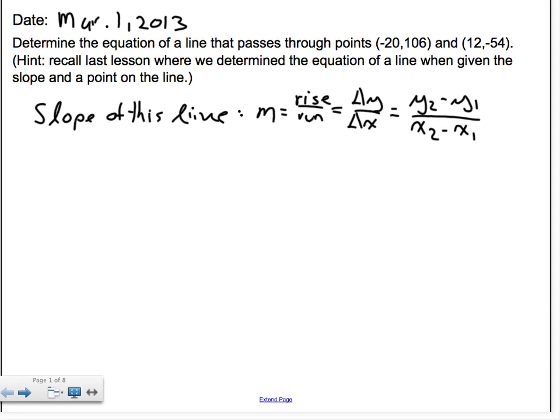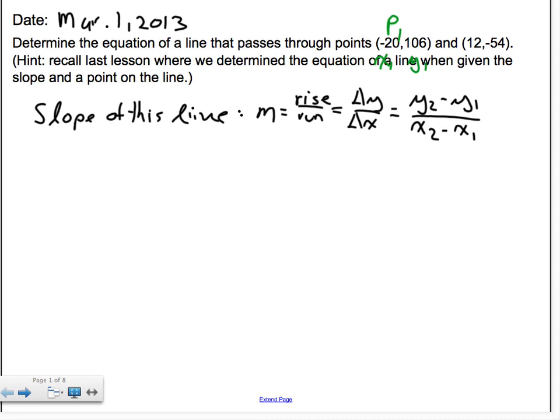So what are x2 and x1, y2 and y1? x1 is negative 20, x2 is 12, y2 is negative 54, and y1 is 107. Does it have to be that? No, right? So when you get a question like this, it helps to label one as point 1 and one as point 2. Just write it on your sheet. This is point 1, so here it's going to be x1, y1.